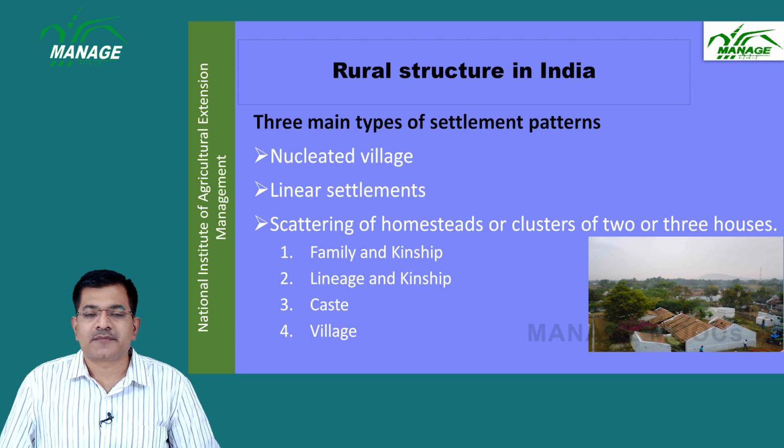Therefore, all the physical features and the social institutions that we discussed so far will have an impact on the rural structure in India. And this will decide the type of settlement, such as the nucleated villages or the linear settlements, or the scattering of homesteads or clusters of 2 or 3 houses in a village. And these usually happen depending on, again, the physical and the cultural or social institutions in a village. And there are different institutions like the family and the kinship, the lineage and the kinship, caste, village. They also decide the rural structure in India, because there are certain pockets of physical area where a certain type of caste people or certain types of families stay, and they will also have the physical boundaries and the cultural or social demarcations.